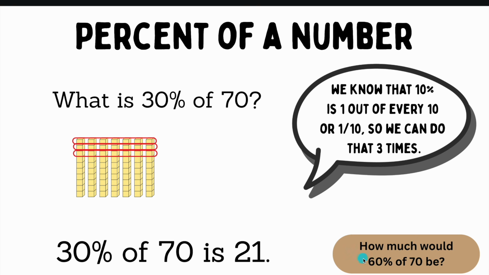How much would 60% of 70 be? We know 30% of 70 is 21. We can just double the 30 and make it 60. We know 30% of 70 is 21. Let's double it.